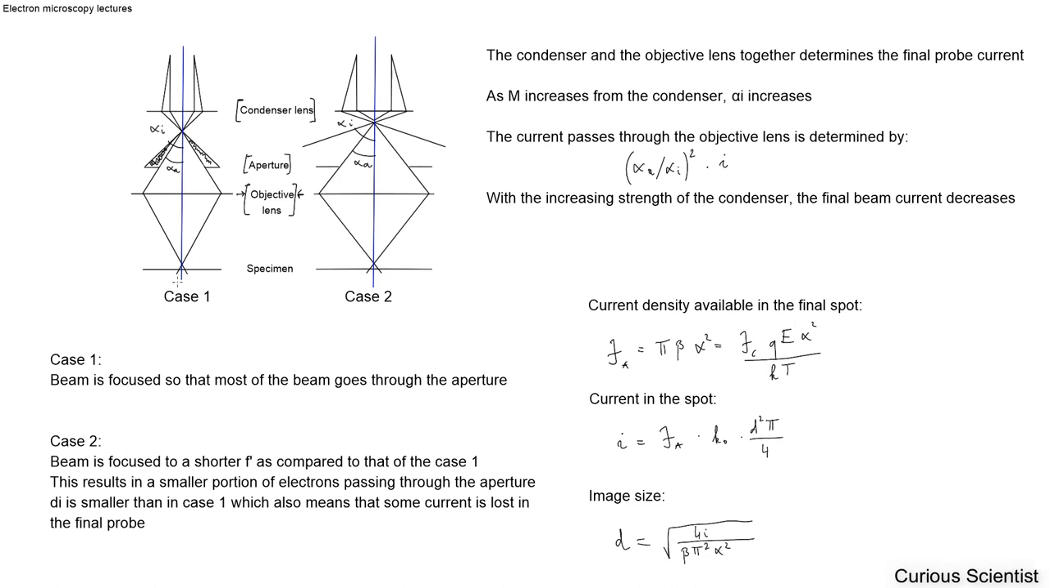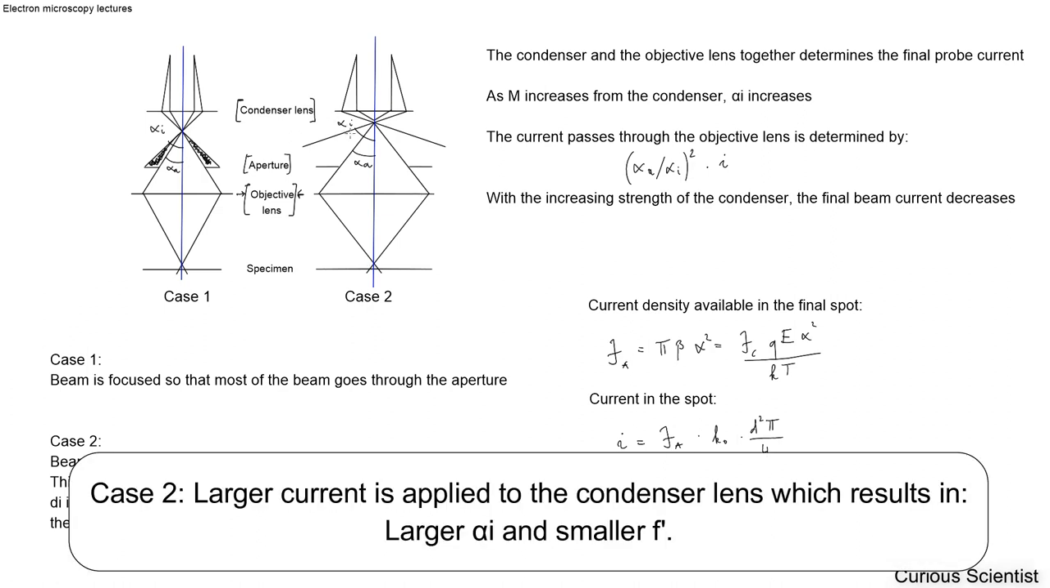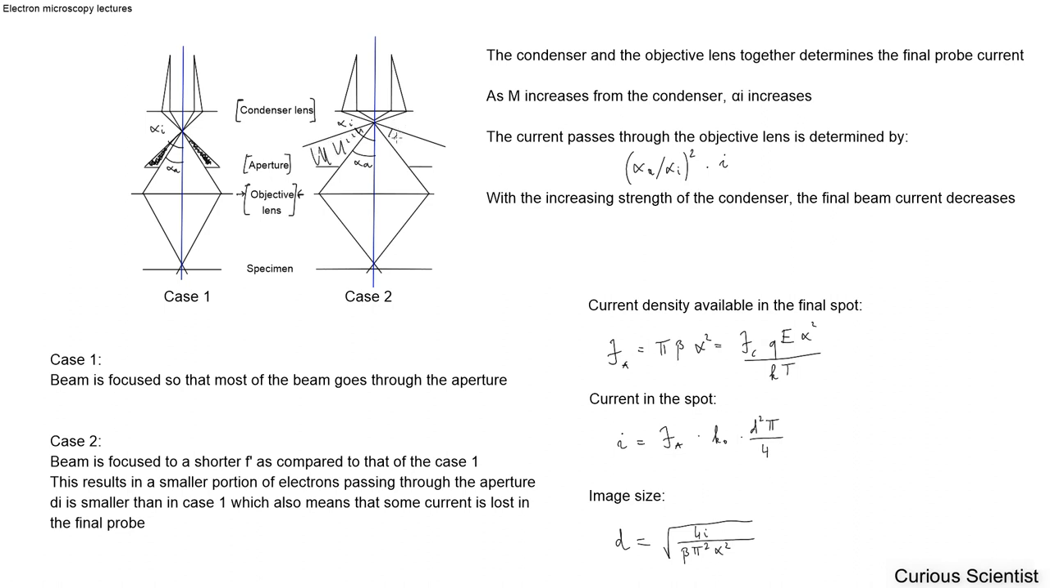So in the case one, we see that the beam is focused, so most of the beam goes through the aperture. In other words, this means that alpha I is relatively small, so there is only a small part which is being excluded from the beam that will pass through the objective lens. And then in the case two, we increase this alpha I, so there is a larger amount of electrons which are being excluded, and this is achieved by introducing a shorter F prime. So what happens here is that we basically check this distance, which is the F prime, and compare it to this one here, this F prime, and we see that we decreased that distance.